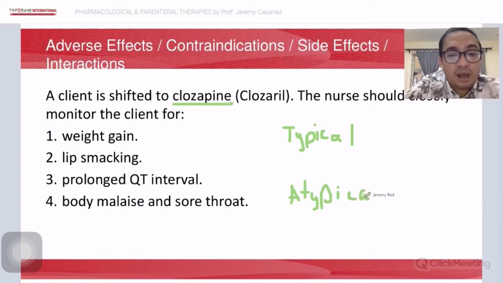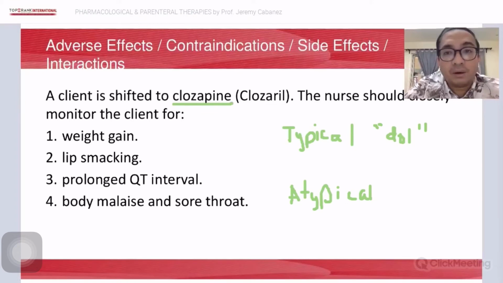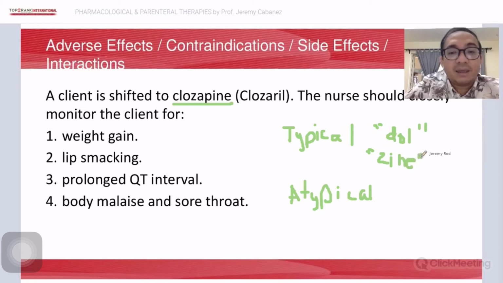What's the difference? Anong pagkakaiba? Okay, yung mga typical, they are the drugs that end in dol. Example, droperidol, haloperidol. Okay, ano pa aside from dol? Okay, they are the drugs that end in zine. Ano yung mga example ng mga drugs that end in zine? Thorazine, fluphenazine. Okay, so they are called typical antipsychotic.